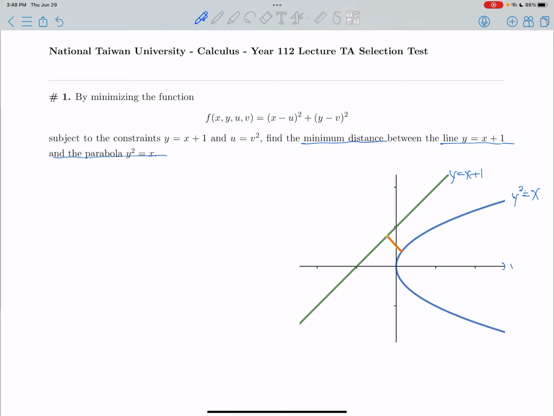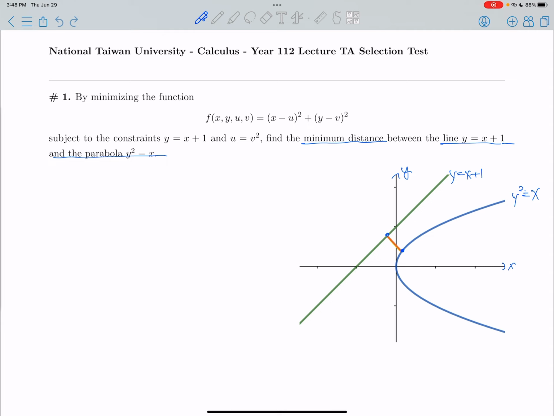Drawing on the xy plane, we can see that the line y equals x plus 1 looks like this, and the parabola looks like this. And obviously, there is some point here and here, such that the two are closest to each other. So the distance of this orange line is the minimum distance. Now, but how can we write it mathematically?